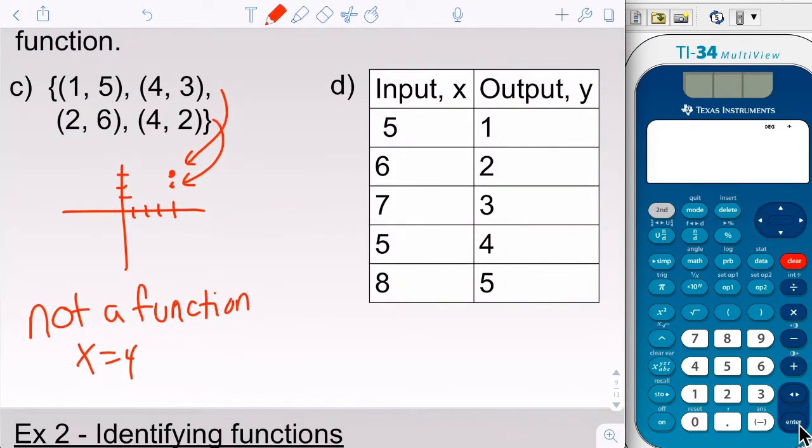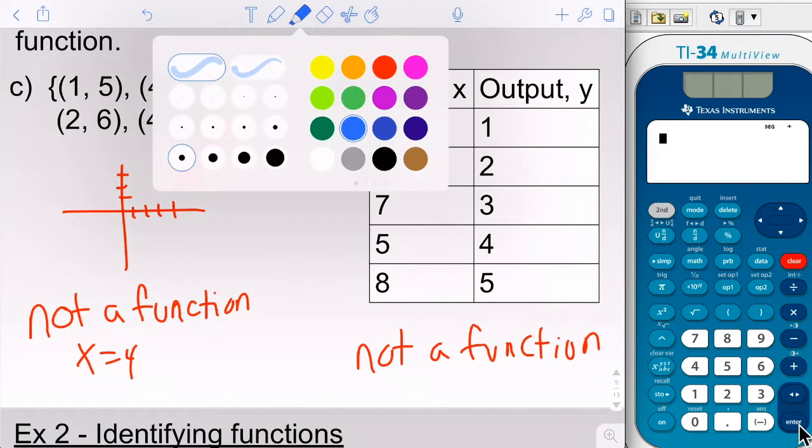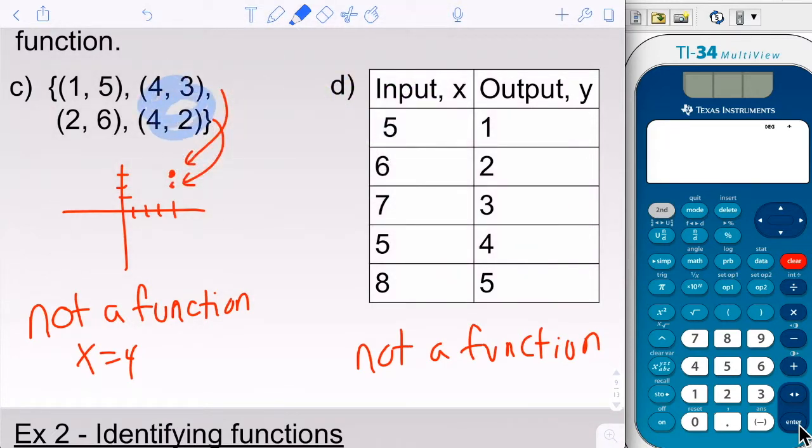All right. Letter D is not a function. And let's make our highlighter good. Okay, so this is where this one fails. I'm going to highlight where it fails. Where does letter D fail? If you didn't highlight this yet, do that. Where does letter D fail? Well, it fails right here.